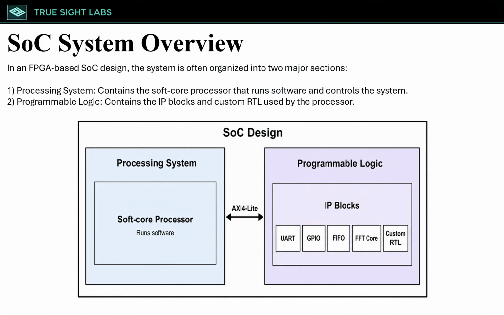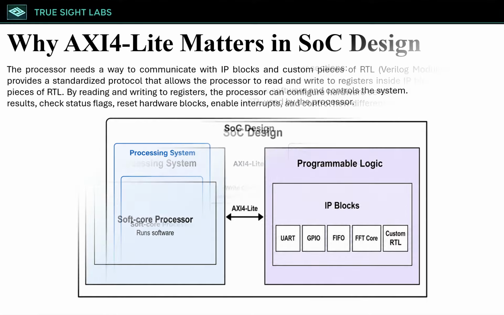In an FPGA-based system-on-chip design, the system is often organized into two major sections. The first is the processing system, which contains the softcore processor that runs the software and controls the system. The second is the programmable logic, which controls the IP blocks and the custom RTL used by the processor.